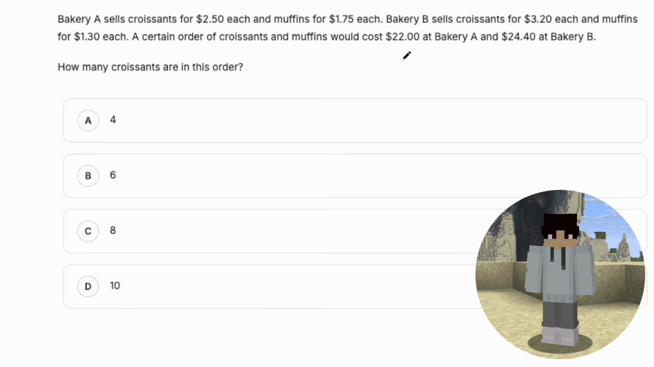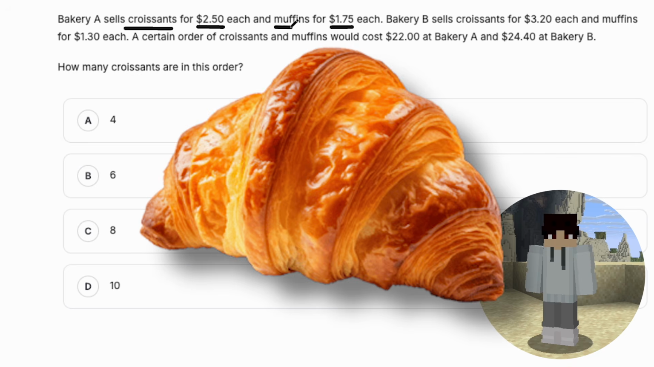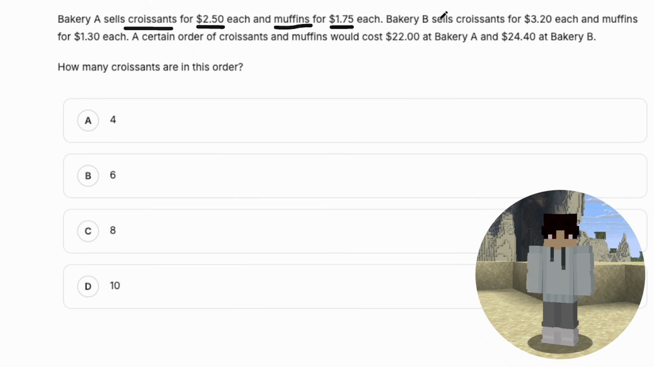Okay, remember that process from before. So let's understand what each of these variables are saying. So 2.5 is the amount for each croissant. 1.75 is the amount for each muffin, and then we have the amount of croissants and muffins shown here. Then it's saying bakery B has this for each. Okay, so it's like two different bakeries going on here. Each one has a different price for each thing. And then it says cost 22 at bakery A and 24.4 at bakery B.